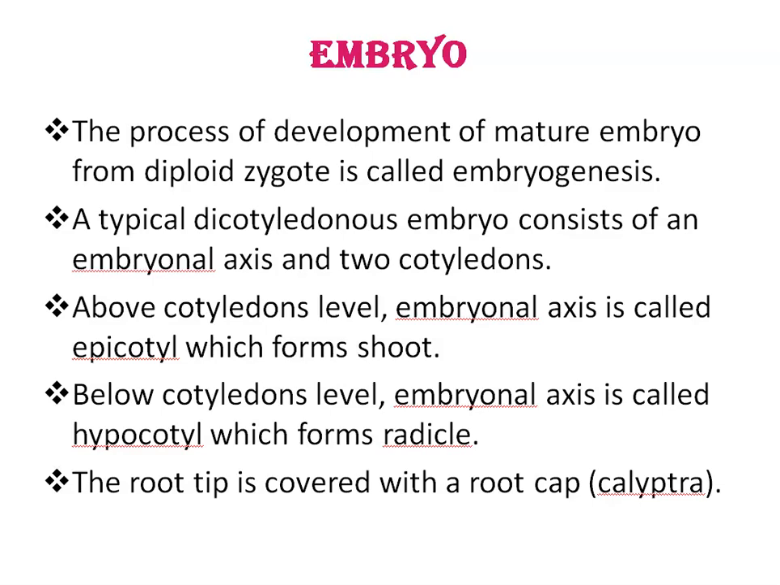A typical dicotyledonous embryo consists of an embryonal axis and two cotyledons. Above the cotyledonary level, the embryonal axis is called the epicotyl, which forms the shoot, and below the cotyledonary level, the embryonal axis is called the hypocotyl, which forms the radicle, as we have already discussed in embryo structure. Then the root tip is covered with a root cap, also known as the calyptra.